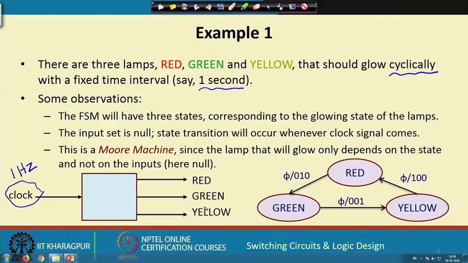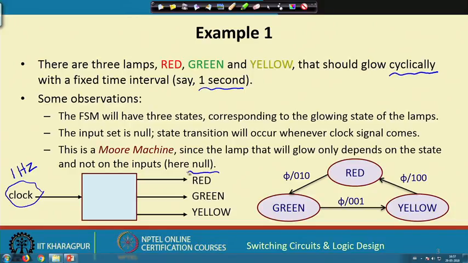Now, the first thing is how to represent this problem in the form of a finite state machine. First thing is that let us define the states. There will be 3 states corresponding to the 3 lamps that are glowing, red, yellow and green. The arrows will indicate state transition, red to green, green to yellow and yellow to red.